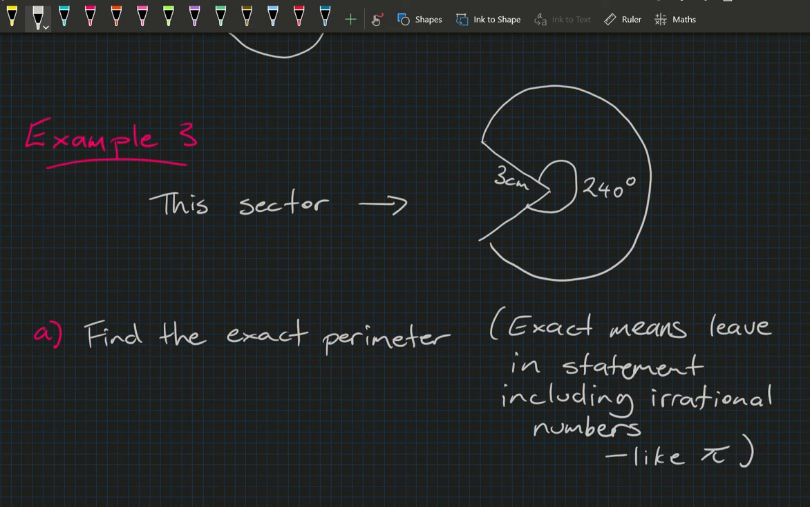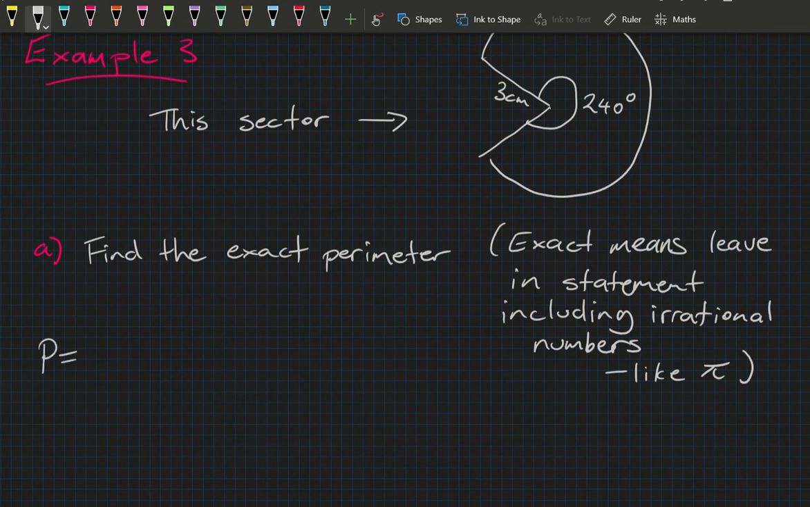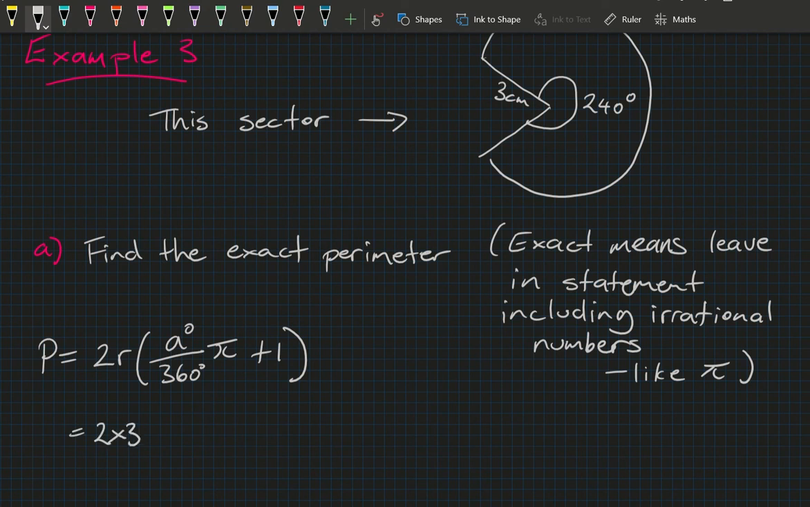So let's just write out the formula: P equals 2r times (A degrees on 360 degrees times pi plus 1). So subbing in our angle and our radius, we now have 2 times 3 for the radius, and our angle is 240, so 240 degrees divided by 360 times pi plus 1 in the brackets.